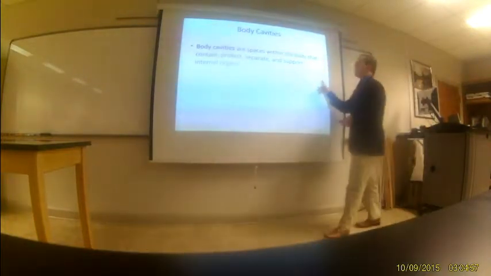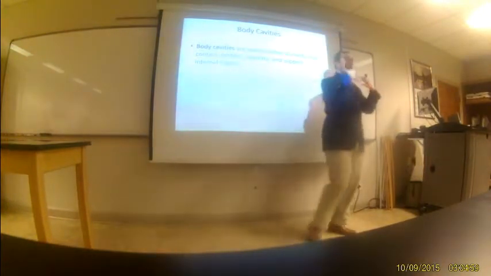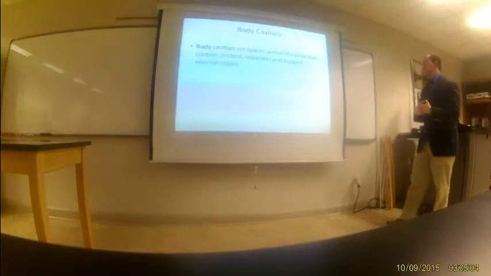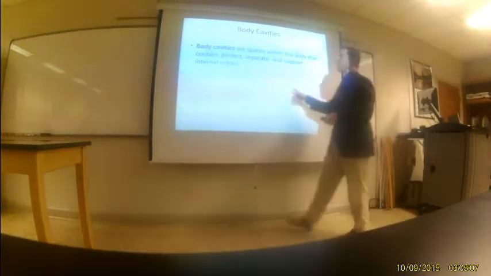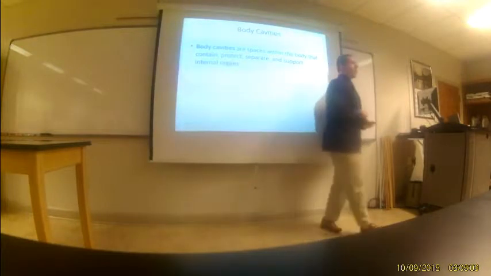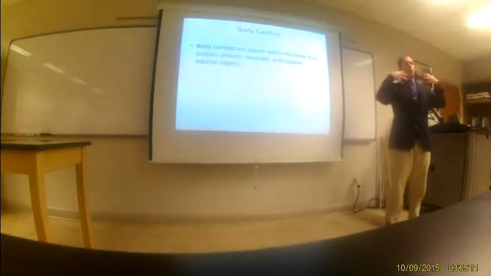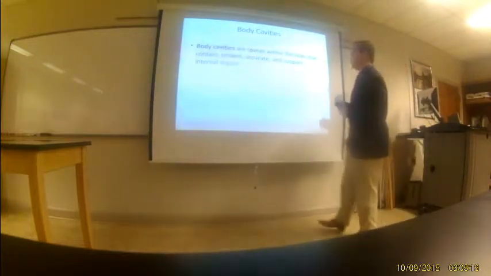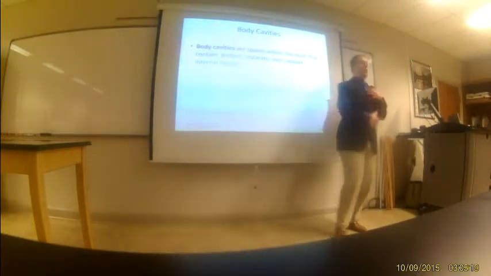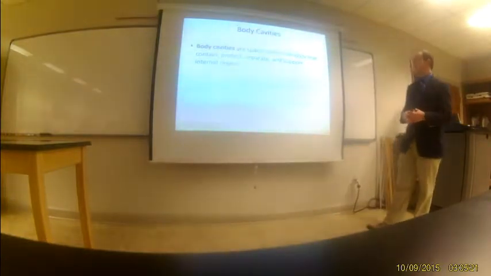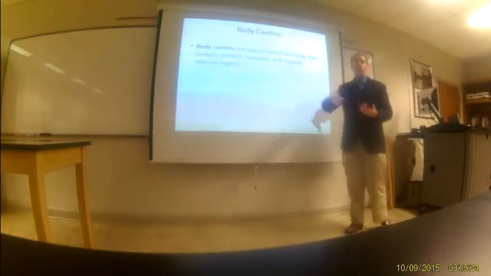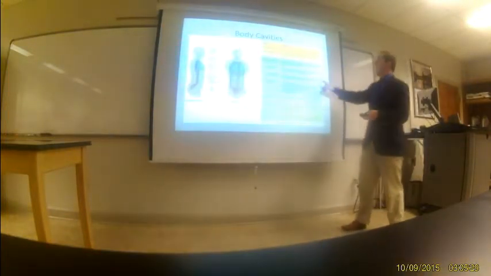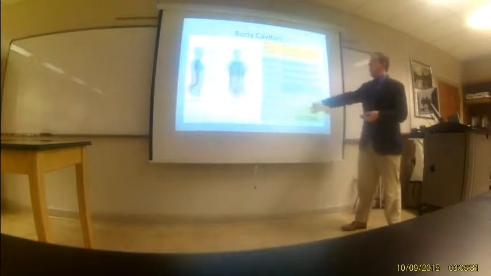Next, we have body cavities. In our body, we have open spaces where the organs are going to exist. So they're going to contain the organs. They're going to protect the organs. They're going to usually be kind of hard and bony on the outside to protect them from injury. They're going to hold different organs in different places in our body. And they're going to support them. They're going to hold them in place. So we have three main cavities.